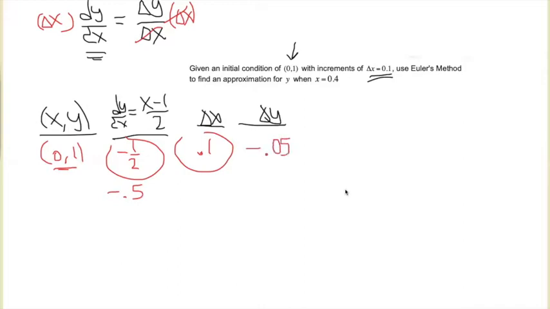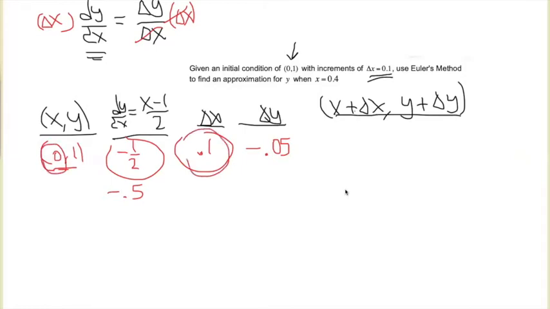All right, and then the last thing you want in your column is your x plus delta x, and then your y plus delta y. So we started at 0 in x, and then we incrementally went 0.1, so our new location is 0.1. And then for y plus delta y, we were at 1 originally, and we backed off by negative 0.05, so we're now at 0.95.